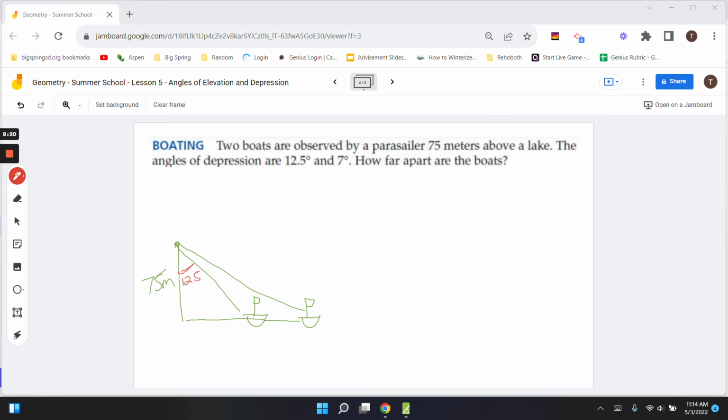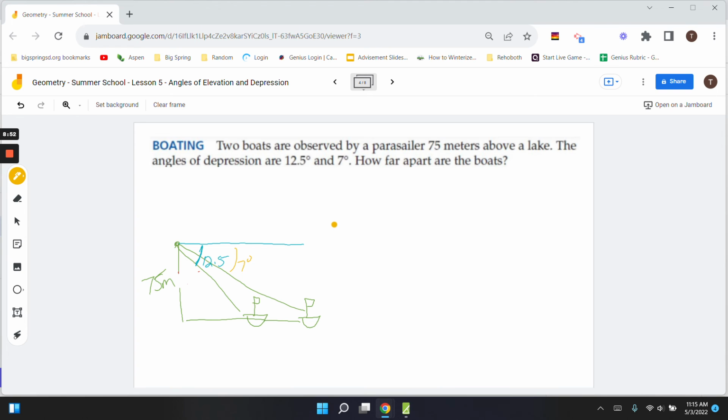What we're trying to figure out is how far apart are they. So I have one triangle where this is 7 degrees, this is 75, and I want to know this. That's the whole distance with the 7 degrees; we'll call it y. And then I have another triangle where this is 12.5. We'll call this z, and this is still 75. So this right here is the z. So you have kind of two problems in one.